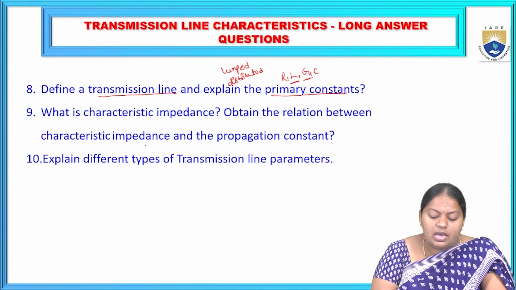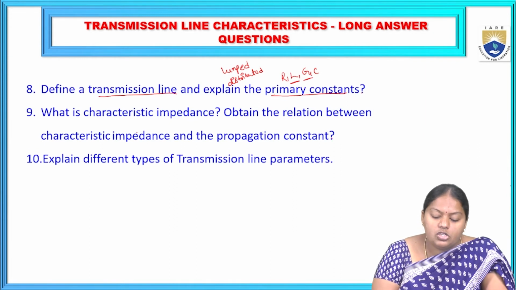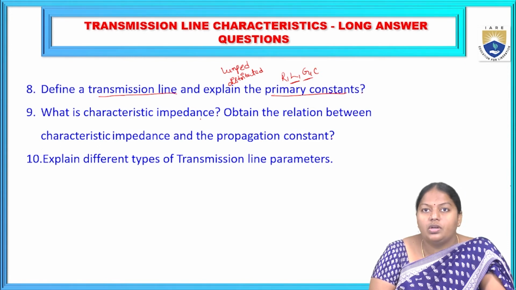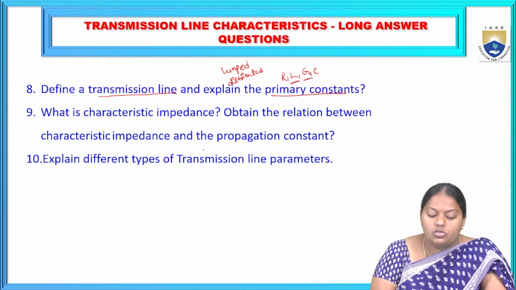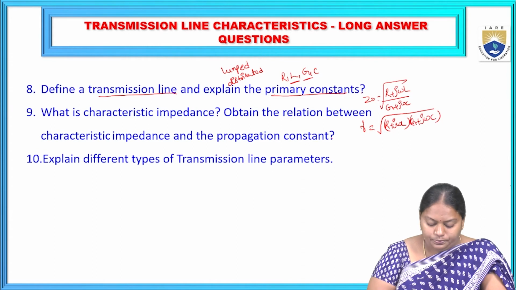Next, what is characteristic impedance? Obtain the relation between characteristic impedance and the propagation constant. The characteristic impedance is the ratio of the input voltage to the input current, and it is expressed in terms of, as we know, Z0 equal to root over (R plus j omega L by G plus j omega C), and propagation constant gamma equal to root over (R plus j omega L) into (G plus j omega C).